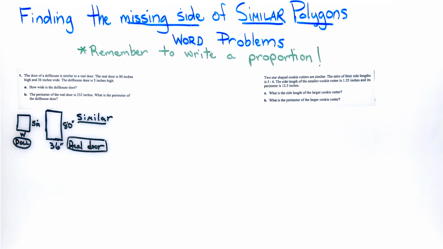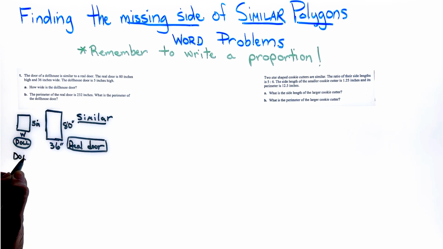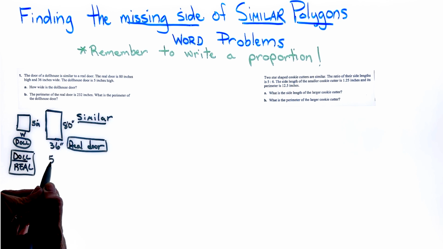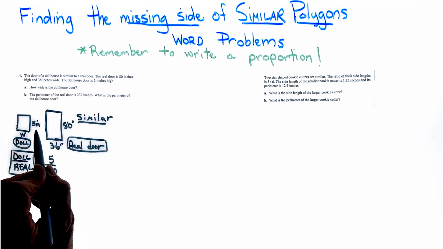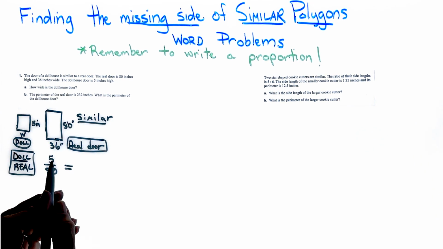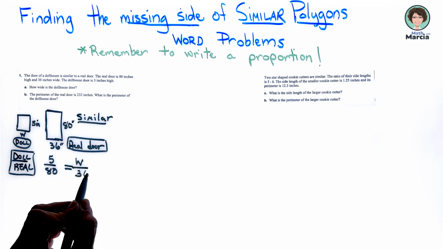All right, so let's set up a proportion like we know, and I'm going to compare small to big, or dollhouse to real. So I'm going to put doll over real. That's my brain setting up my thinking. And so my dollhouse height was 5, and the real height was 80. Again, comparing the two heights, putting them in the right place in the numerator and denominator. And now the dollhouse width, we do not know, but the width of the real door is 36.